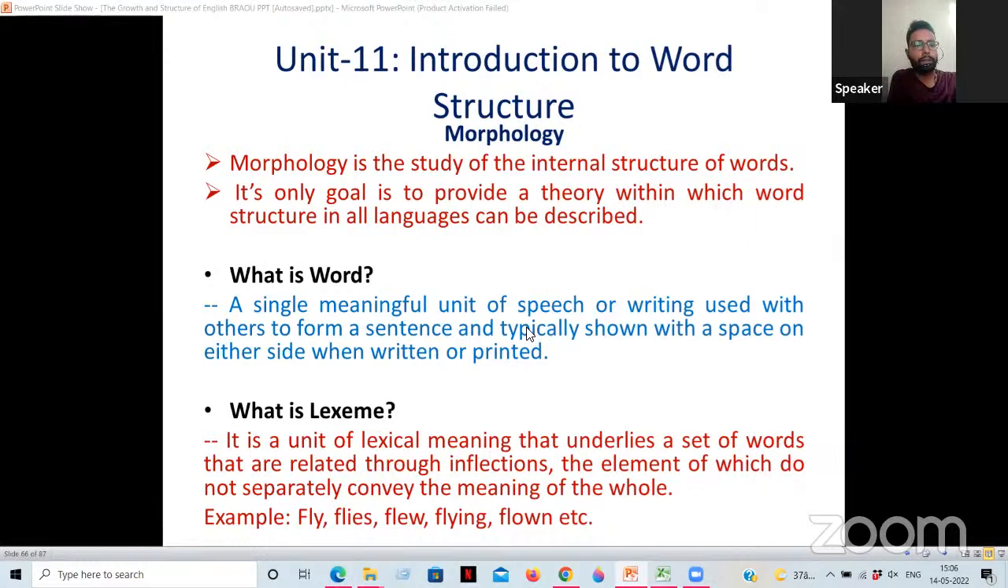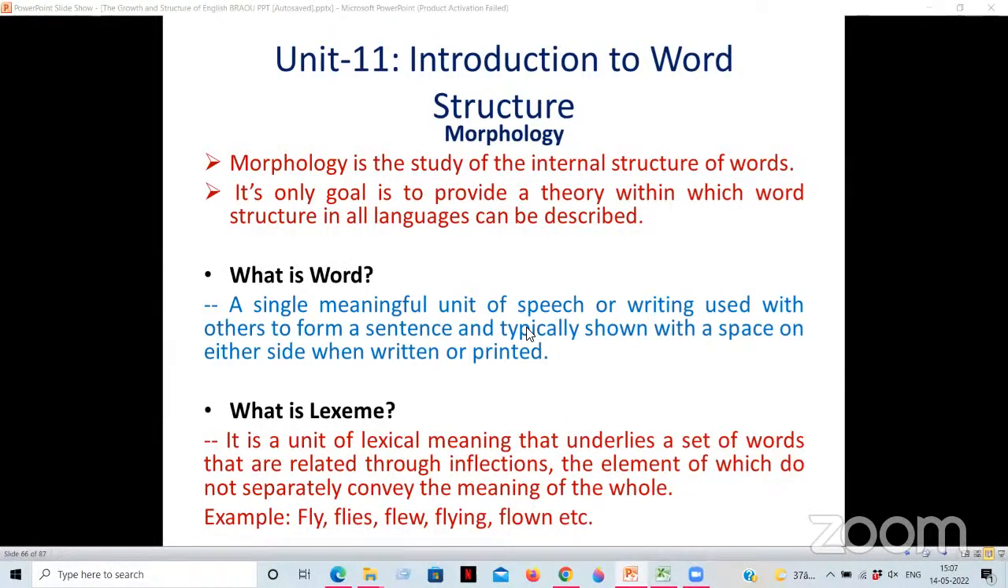Something is echoing. Let me check this. Okay. So have you ever gone through this chapter? Any one of you? Not yet, sir. Okay. Have you ever heard of morphology? No. Okay, no problem. So let's begin.